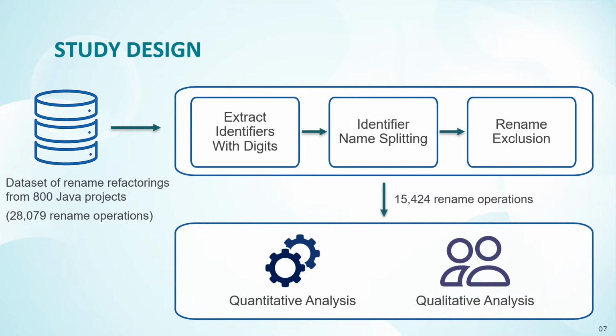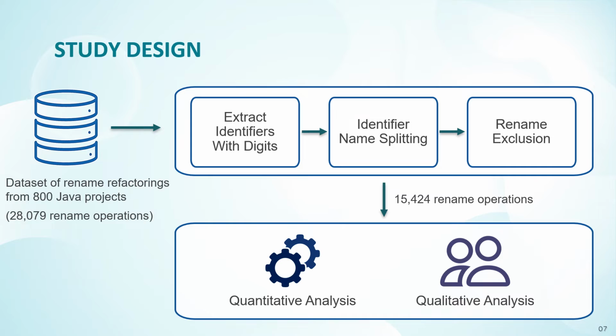Before discussing our findings, let me first give a walkthrough of our methodology. For this study, we utilized an existing dataset we constructed for the study of identifier renames. This dataset contains refactoring operations we mined from 800 open source Java systems. We used RefactoringMiner to mine the refactoring operations. The dataset contains around 28,000 rename operations.